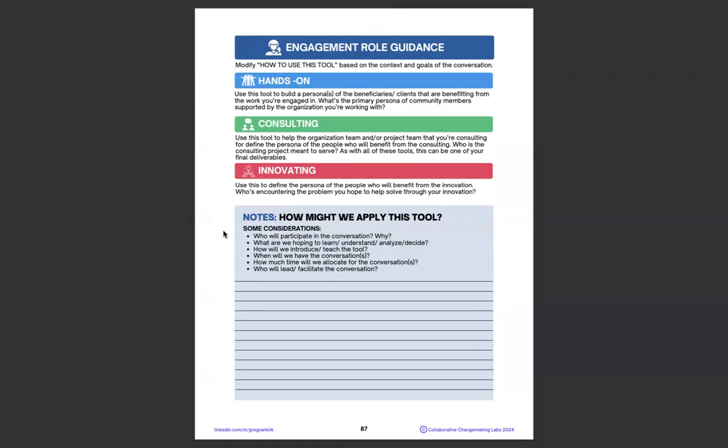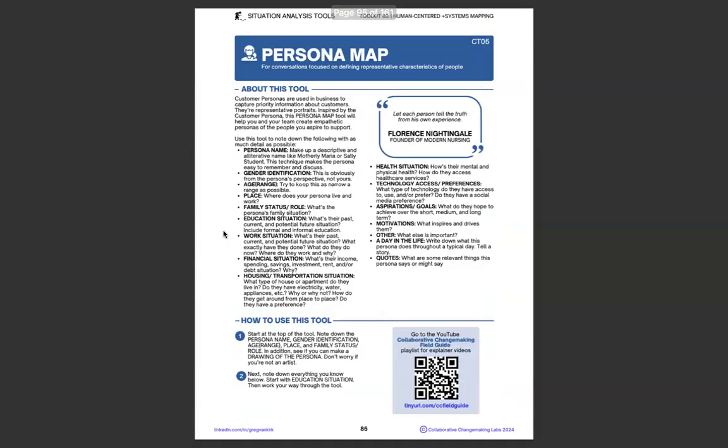Consulting. Use this tool to help the organization team and or project team that you're consulting for define the persona of the people who will benefit from the consulting, right? Great starting place. Who is the consulting project meant to serve? Fill out that persona. As with all of these tools, this can be one of your final deliverables. And innovating. Use this to define the persona of the people who will benefit from the innovation. Who's encountering the problem you hope to help solve through your innovation, right? Persona tool, persona map, super, super helpful. I would do this for all of your work. And you can also add in other categories if you'd like to. I just tried to include some of the really main things that we want to capture here.